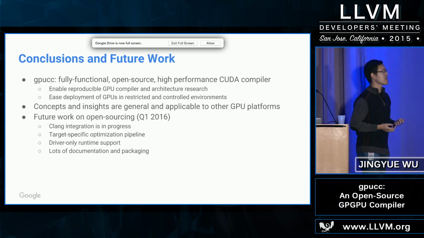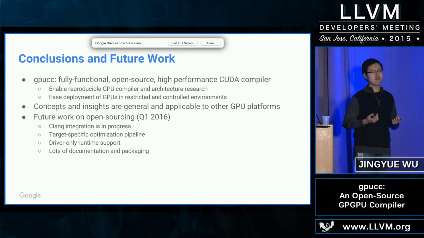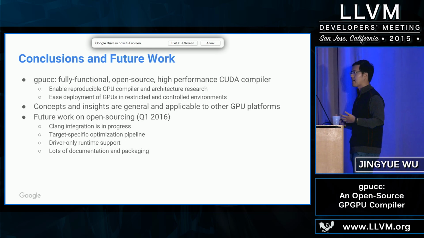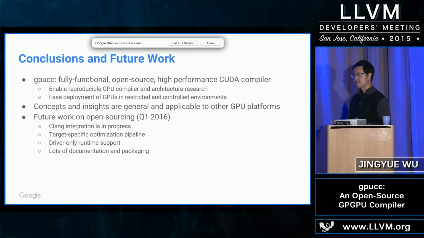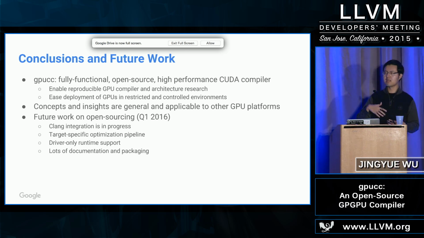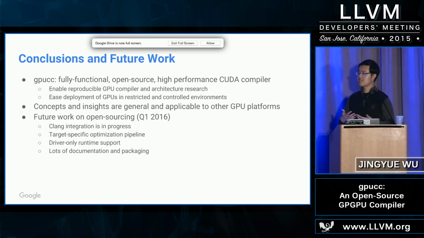So I believe a lot of the concepts and insights from the optimizations are general and applicable to other GPU platforms. In fact, some of the straight-line optimizations have already been adopted for PowerPC and ARM 64-bit architecture. And I think AMD GPU is also experimenting with some of these, but they didn't really upstream. I saw some patches floating around, so I'm speculating.